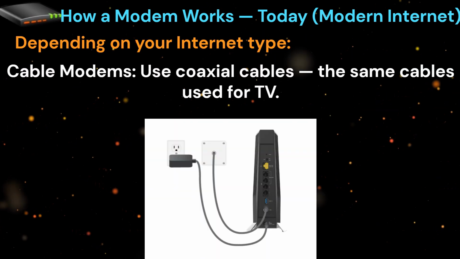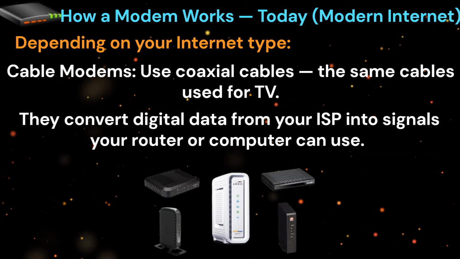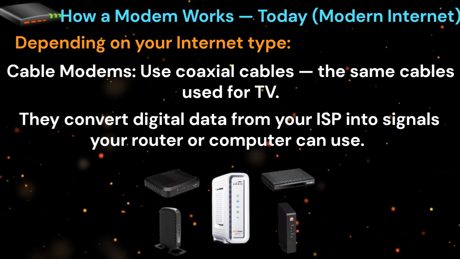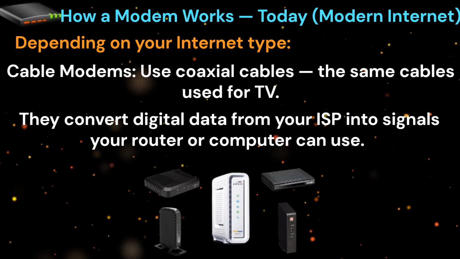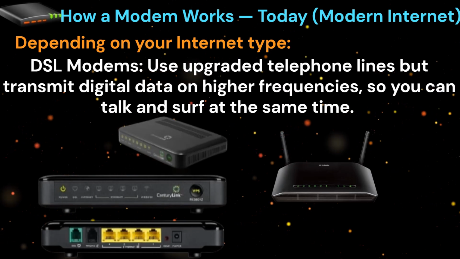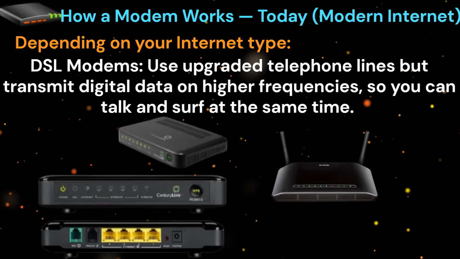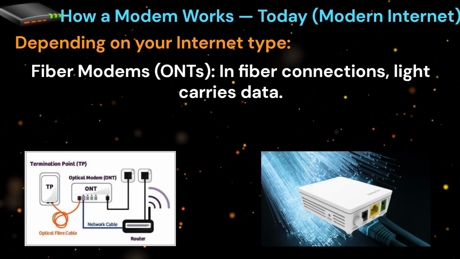Cable modems use coaxial cables, the same cables used for TV. They convert digital data from your ISP into signals your router or computer can use. DSL modems use upgraded telephone lines but transmit digital data on higher frequencies, so you can talk and surf at the same time. Fiber modems, ONTs.